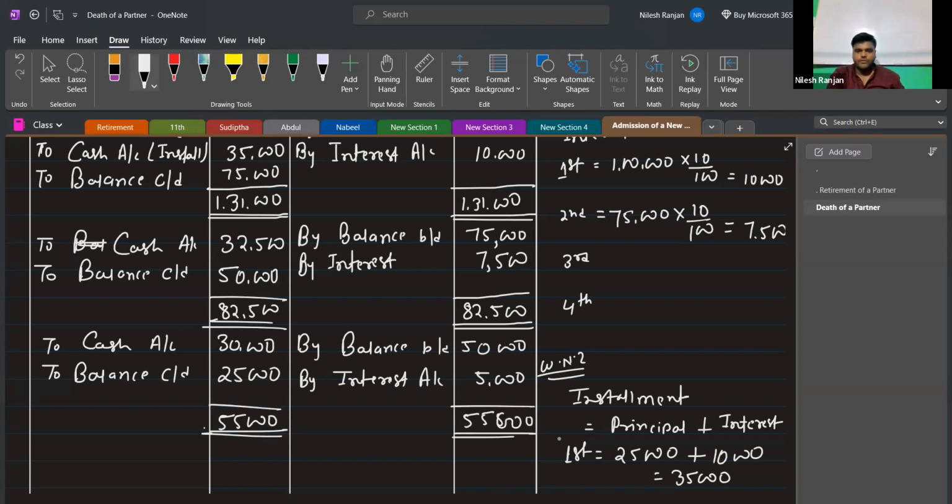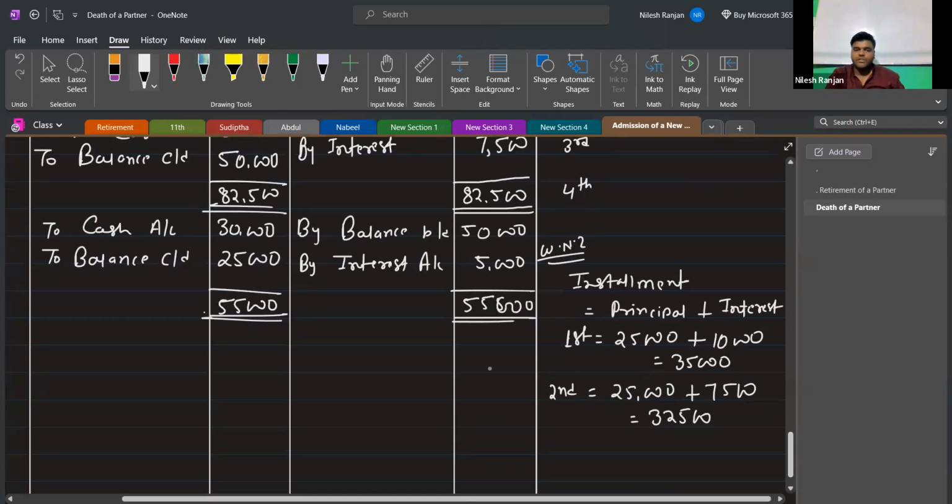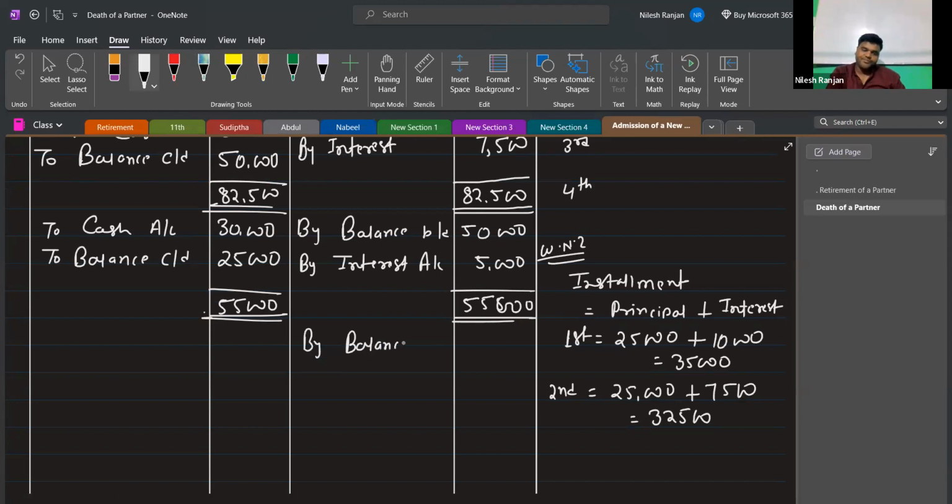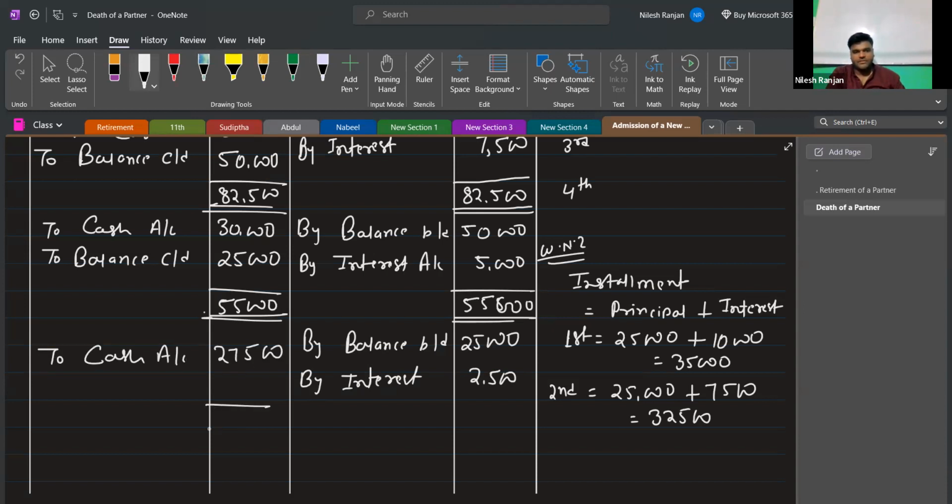Okay, so now the balance is 25,000. This is our last installment. So by balance BD 25,000, by interest 2,500, and the installment amount will be 27,500. Is this clear?